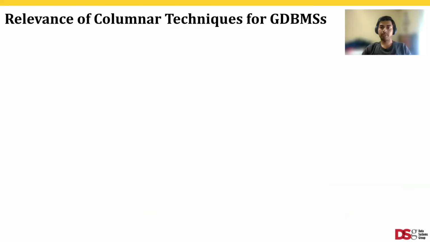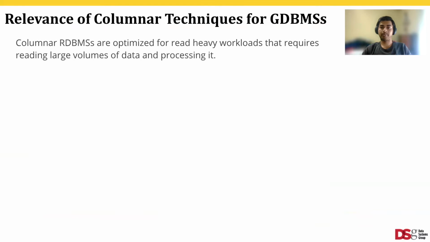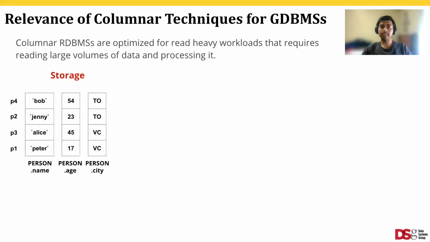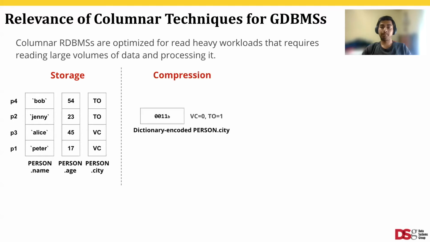To establish the relevance of columnar techniques for GDBMS, note that columnar stores too are optimized for read-heavy workloads that involve reading and processing large amounts of data sequentially. They employ a number of techniques. First, tables are stored column by column and not row by row, which allows sequential read of values of an attribute from all rows with good cache locality and reduced number of IOs. They employ specialized compression schemes for each column based on the type and distribution of data in that column. They also process the data in blocks as opposed to row by row.